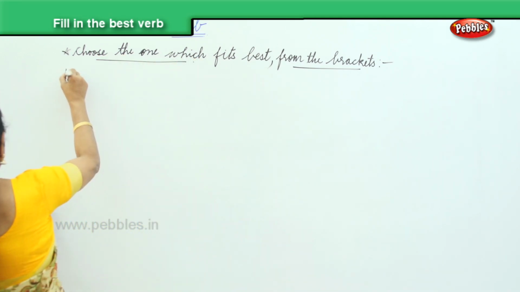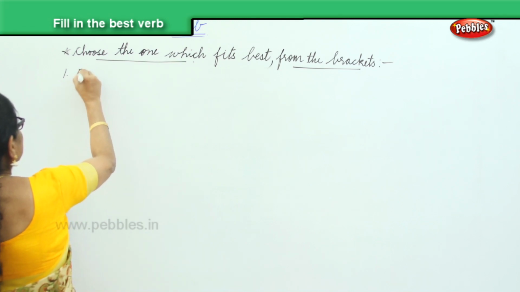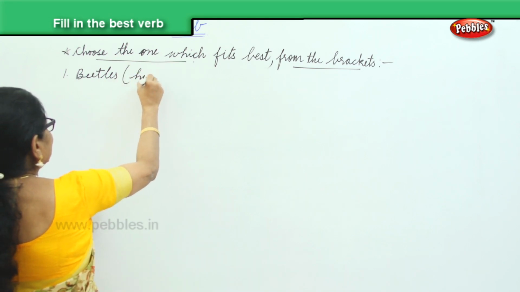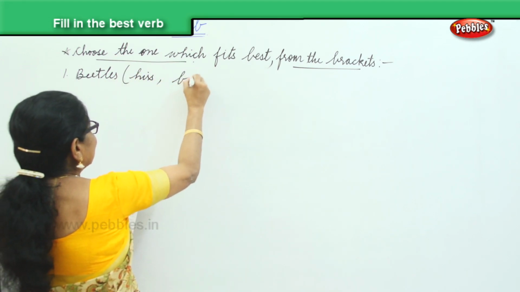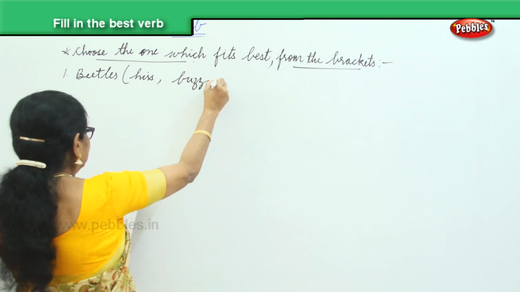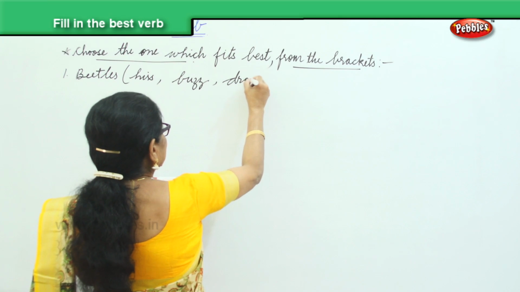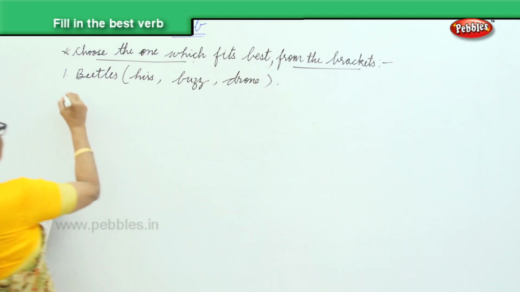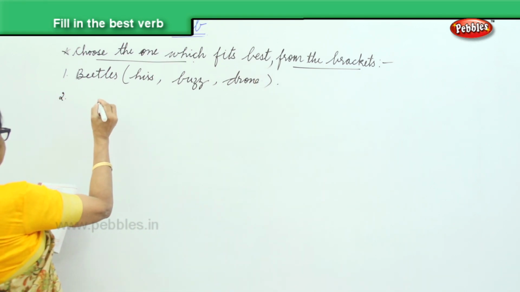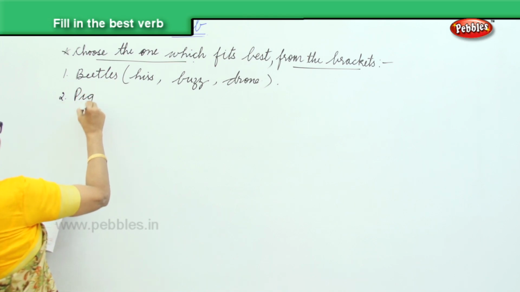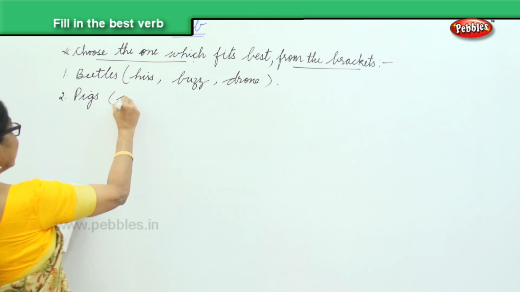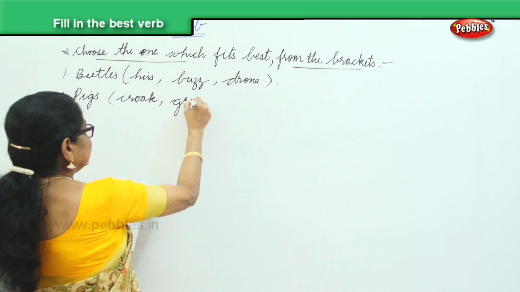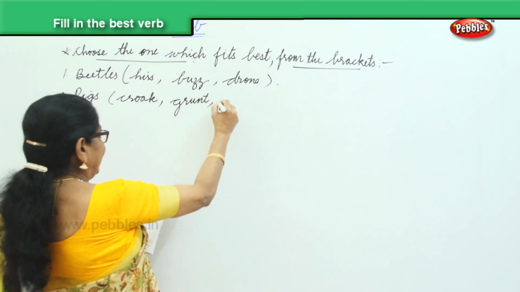Look, the first we have here, beetles. We have beetles and you have sound: hiss, buzz, drone. So you choose the best. Second we have pigs. Pigs croak, grunt, squeak.